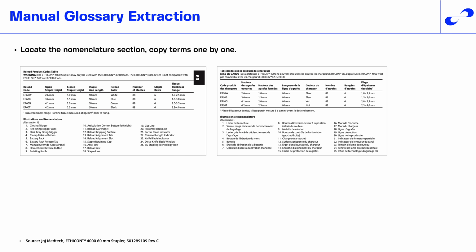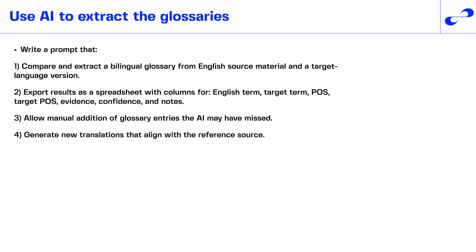You can extract glossary terms from competitor materials manually. Download the menu, locate the nomenclature section, copy terms one by one. But this approach is slow and incomplete. Relevant terms often appear outside the nomenclature section. AI accelerates this process significantly.